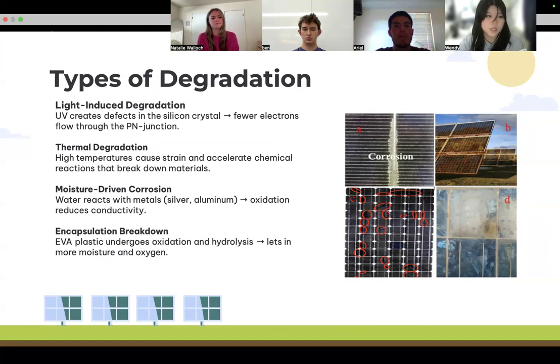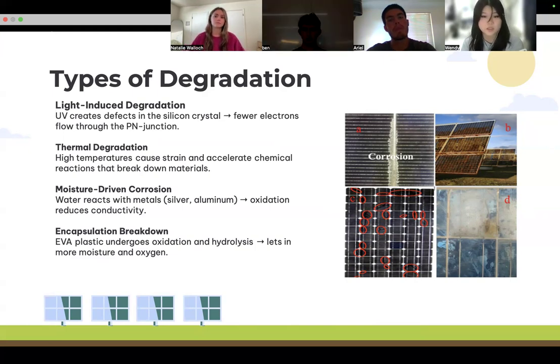Then there's also encapsulation breakdown. The EVA plastic that surrounds the cell can slowly oxidize or absorb moisture. When this happens, it becomes less effective at protecting the cell, which allows more moisture and oxygen to get in, continuing the degradation process. So, overall, solar cells degrade because of UV light, heat, and moisture, as well as the breakdown of materials. All of these factors make the electron movement less efficient over time, which leads to a gradual drop in performance.